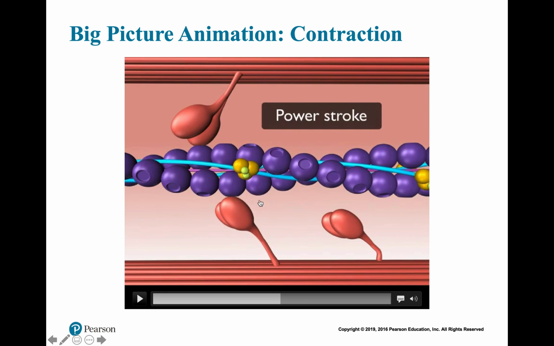When ADP and phosphate leave, now that energy stored here also gets released, and the head goes into what's called the power stroke. And that power stroke slides the actin filament in towards that midline, that M line.